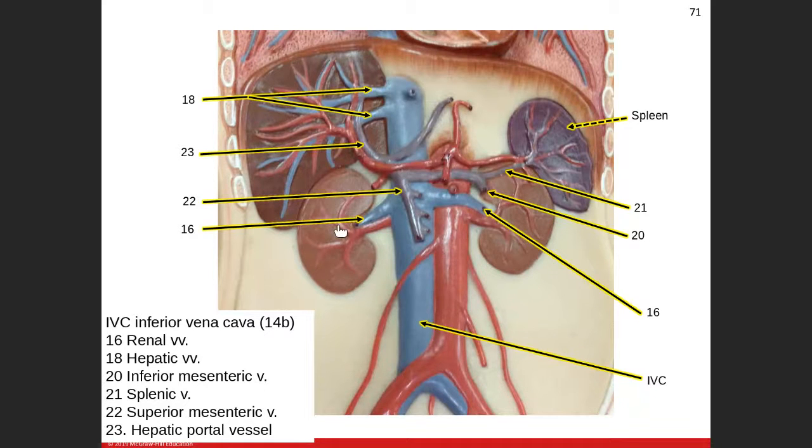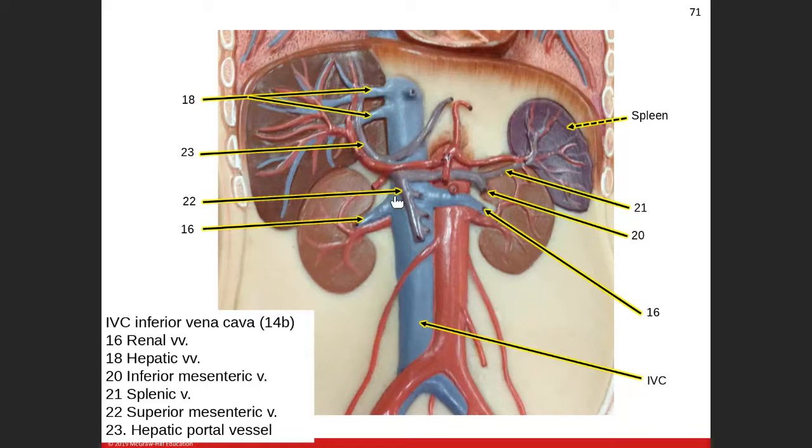So if you see a vein going to the kidney, all right, if it's going over here to the right kidney, that's the right renal vein. If the left renal vein, check it out, it's longer because the actual inferior vena cava sits over to the right side. So the left renal vein is much longer than the right renal vein.